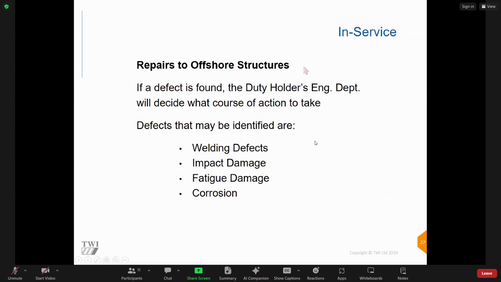So repair to offshore structures. If a defect is found, it's down to the engineers, duty holders, engineering department, who will decide what course of action to take. Defects that might be identified may be weld defects, impact damage, fatigue damage, and corrosion.